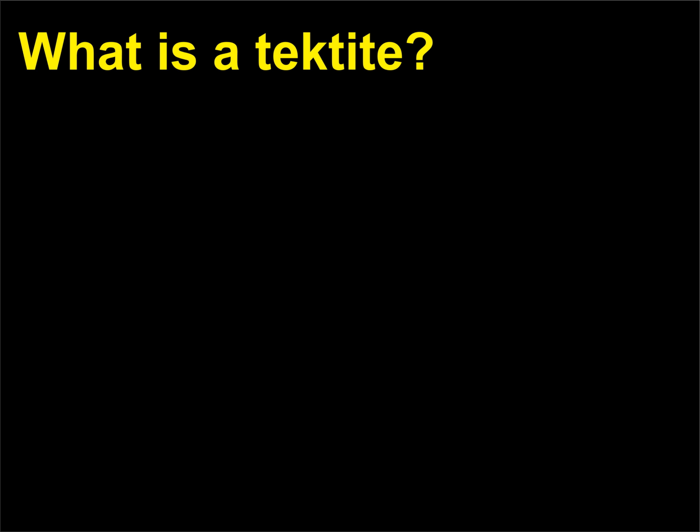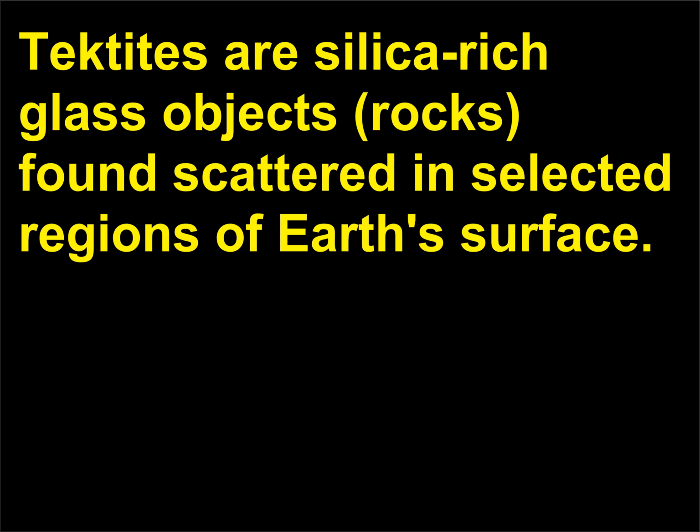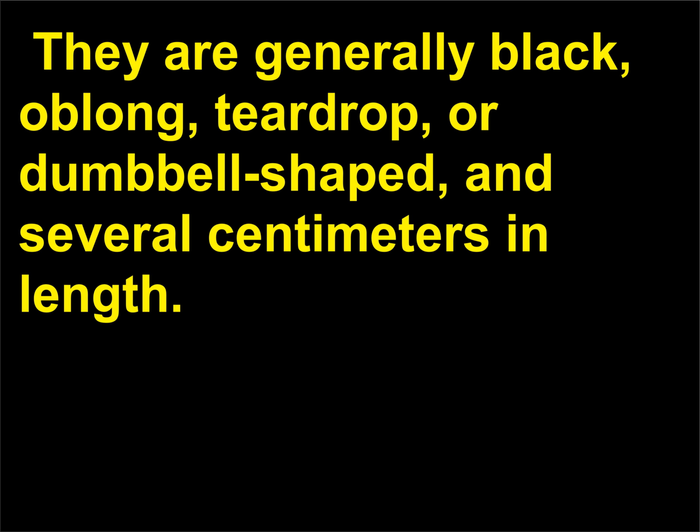What is a tektite? Tektites are silica-rich glass objects, rocks, found scattered in selected regions of Earth's surface. They are generally black, oblong, teardrop, or dumbbell-shaped, and several centimeters in length.